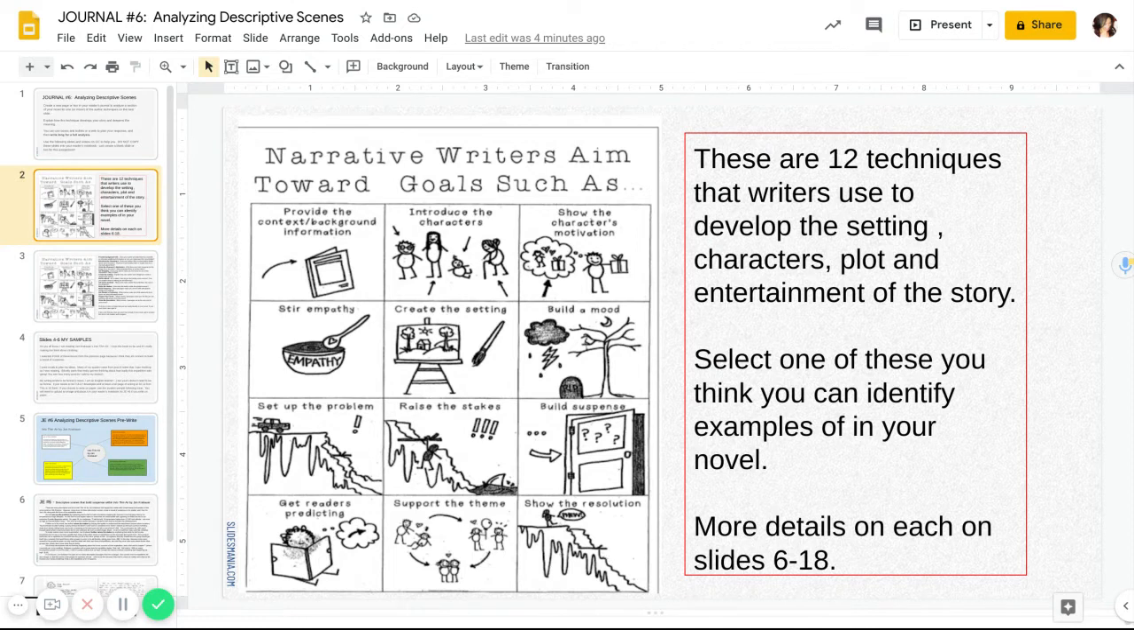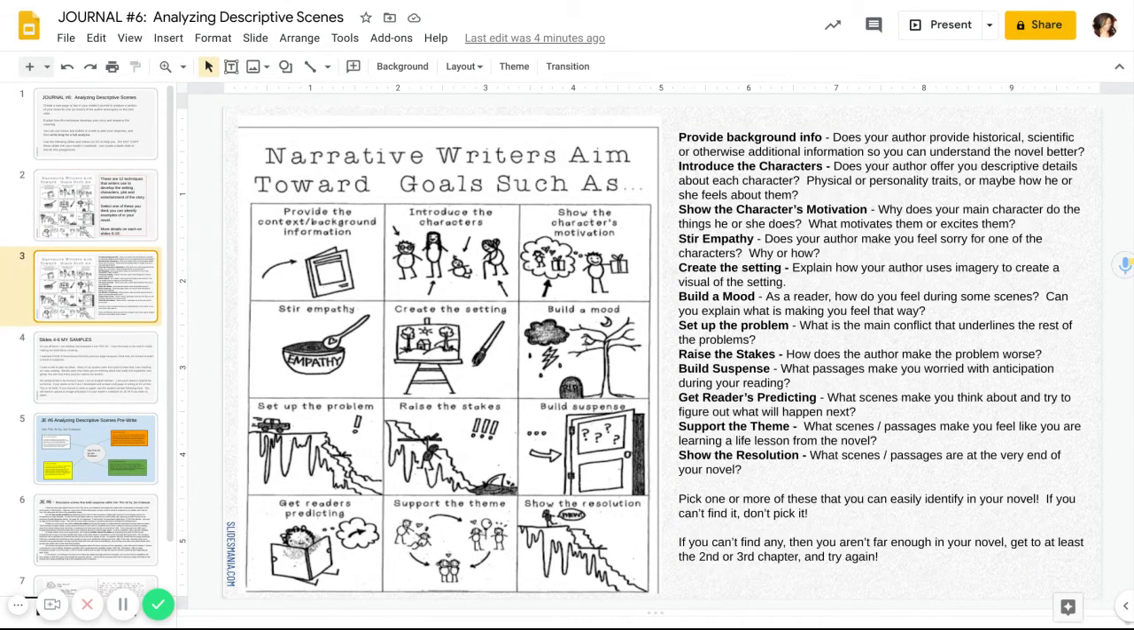Obviously, all of these things might happen in your novel, but you don't need to pick all of them. You just want to pick one or two or more if you feel like you can do that. On this slide, I explain what each of these things is. So providing background information. Does your author provide historical, scientific, or otherwise additional information so you can understand the novel better?